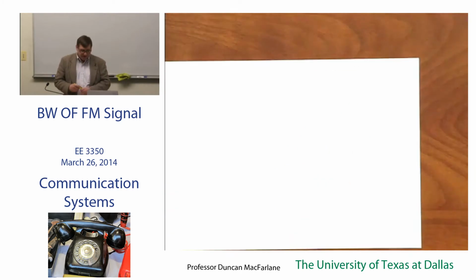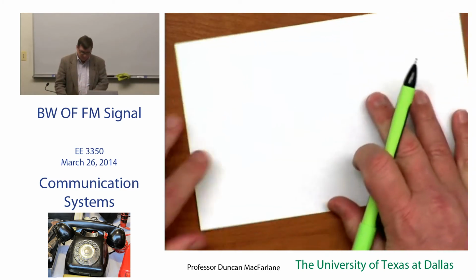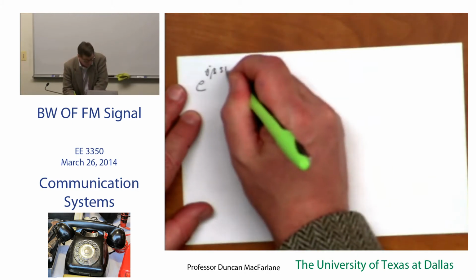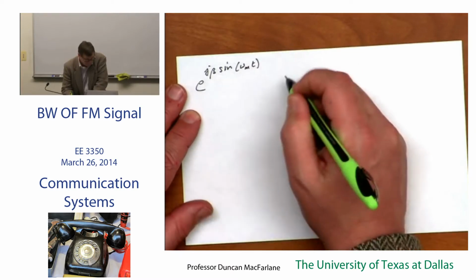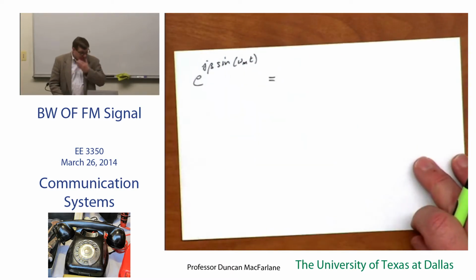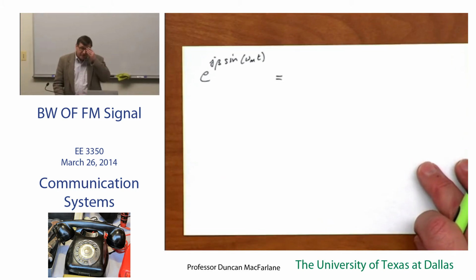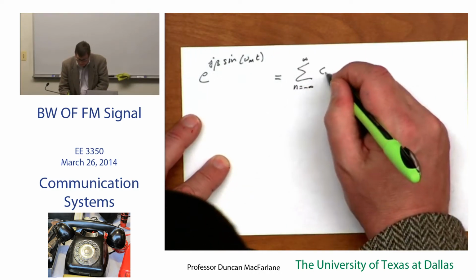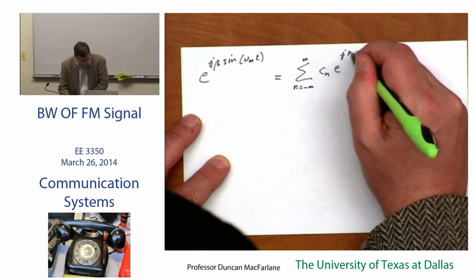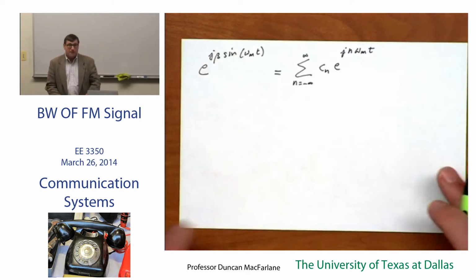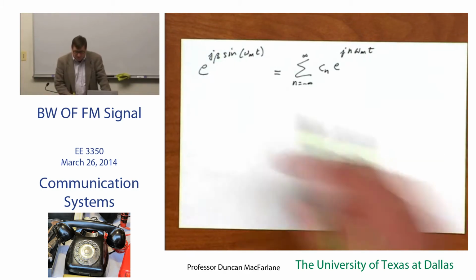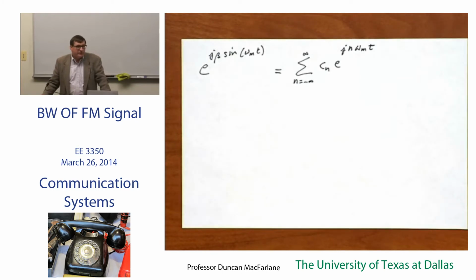But let's take a little digression into a little bit of Bessel functions, a little bit of what we're doing. And I have this e to the j beta sine of omega m t. And I can write this as a Fourier series. I know that. And since I have an omega m floating around in there, I might as well make my Fourier series with the kernel of omega m of t.